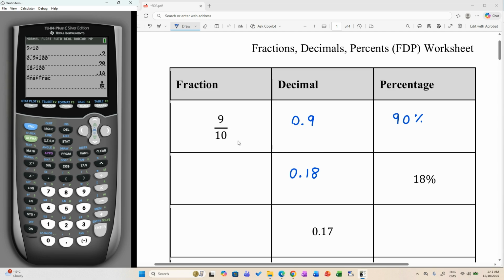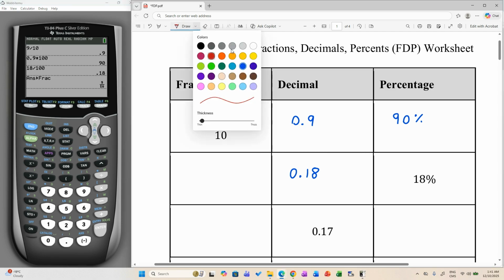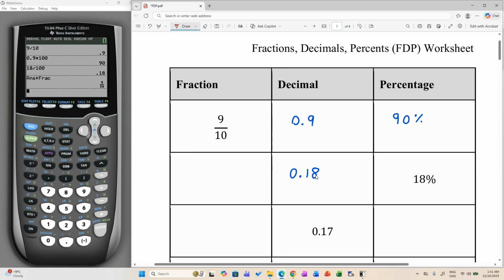So to do it manually, recall that with 0.18, you basically look for your lowest place value to the right. This is the 8 in the hundredths place. Hence, my fraction is going to be over 100. And then you simply write what you see here, the 0.18, except without the decimal. So I'm going to write 18. So I'm going to write my fraction as 18 over 100.